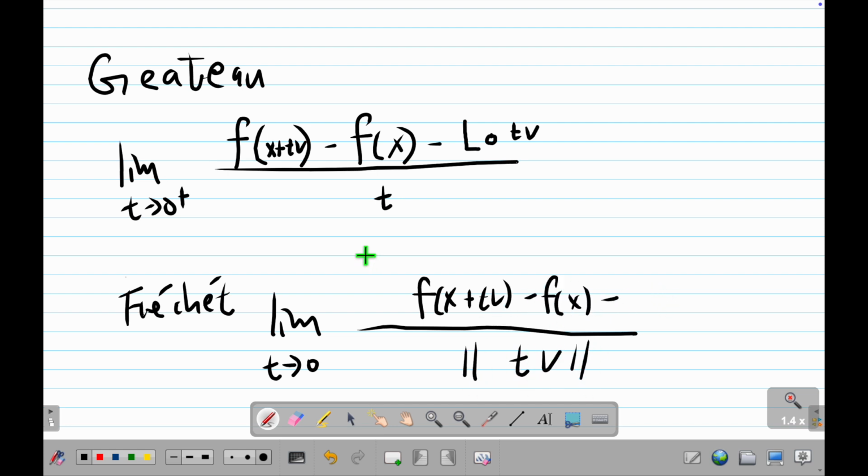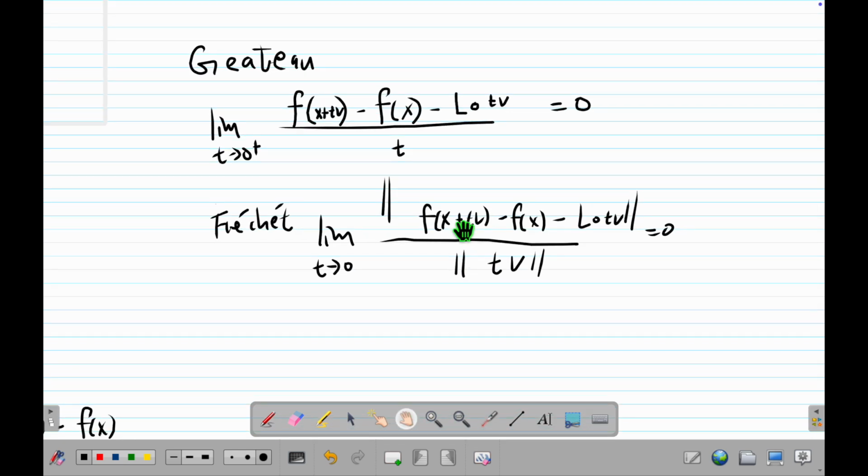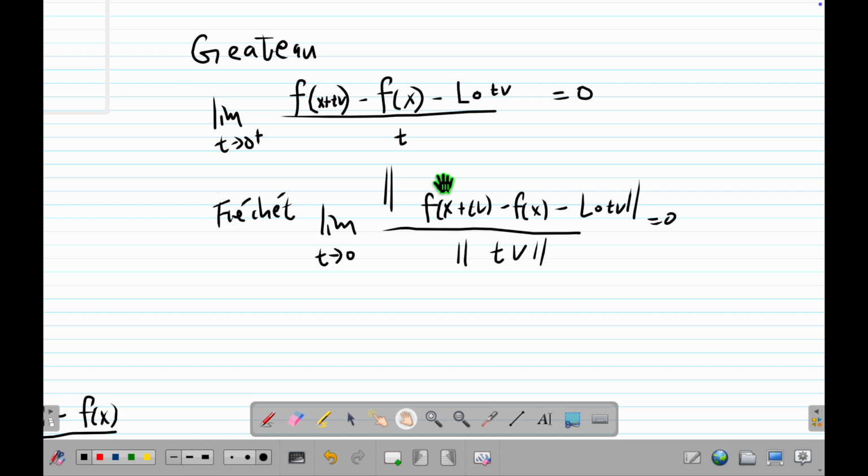But now we do the norm version. Okay, equal, 0 equals 0. Why am I talking about this? First we need to know something. These two things have different expressions, so in principle they are not the same thing. But in finite dimension, they are the same thing.